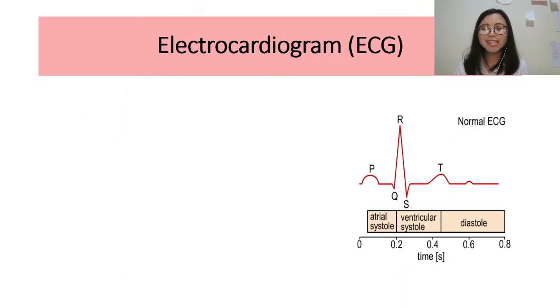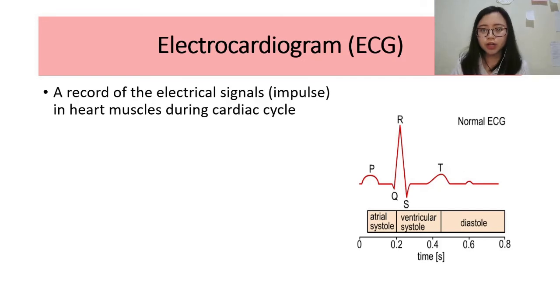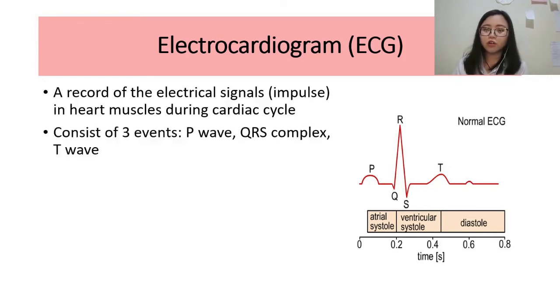electrocardiogram, ataupun ECG. Apa benda ni ECG? You can already guess what it is. It is a record of the electrical signals or impulse in your heart muscles during each cardiac cycle. It consists of three events, which is the P wave, QRS complex, and T wave. So, kalau kamu tengok ini, P wave adalah ini, QRS adalah ini yang memuncak, lepas itu turun, lepas itu naik balik. T wave adalah ini yang kecil.